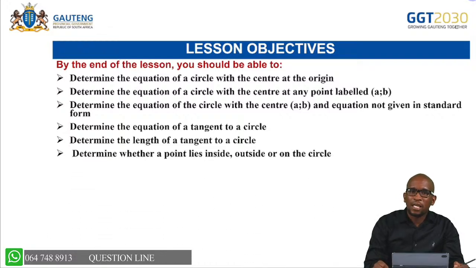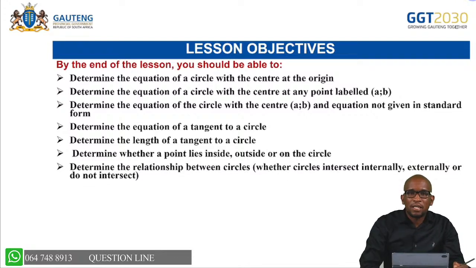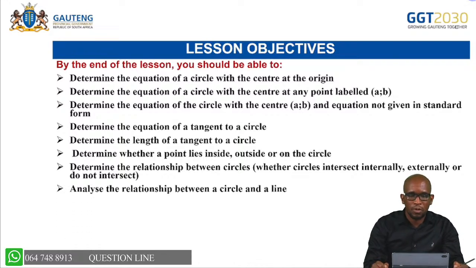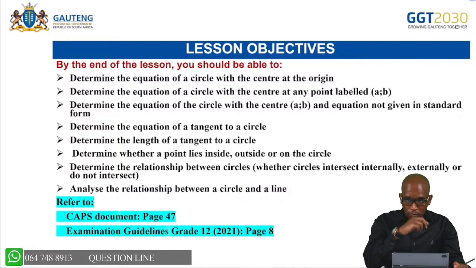Determine whether a point lies inside, outside, or on the circumference of the circle. Determine the relationship between circles, whether you have circles intersecting internally, externally, or whether they do not intersect. Analyze an important relationship between a circle and a line. Obviously, we can refer to the CAPS document on page 47, as well as the exam guideline that was published in 2021 on page 8.